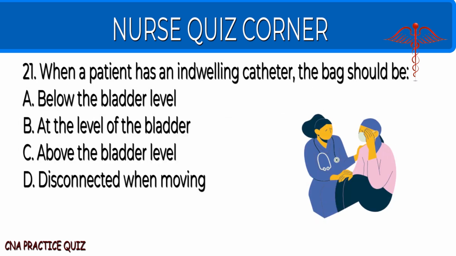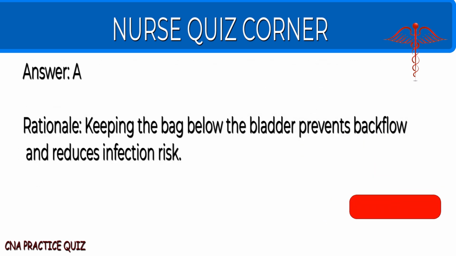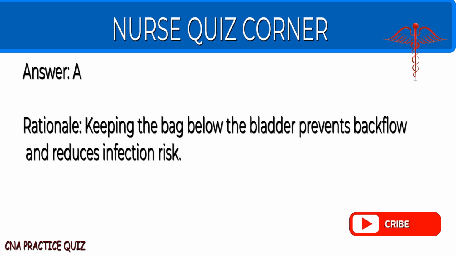21. When a patient has an indwelling catheter, the bag should be: A. Below the bladder level. B. At the level of the bladder. C. Above the bladder level. D. Disconnected when moving. Answer A. Rationale: Keeping the bag below the bladder prevents backflow and reduces infection risk.